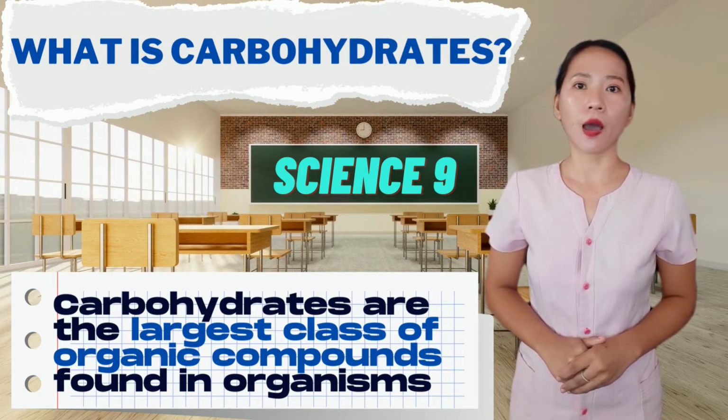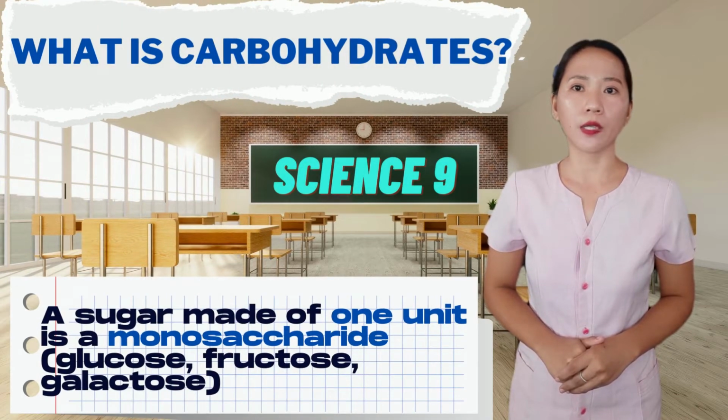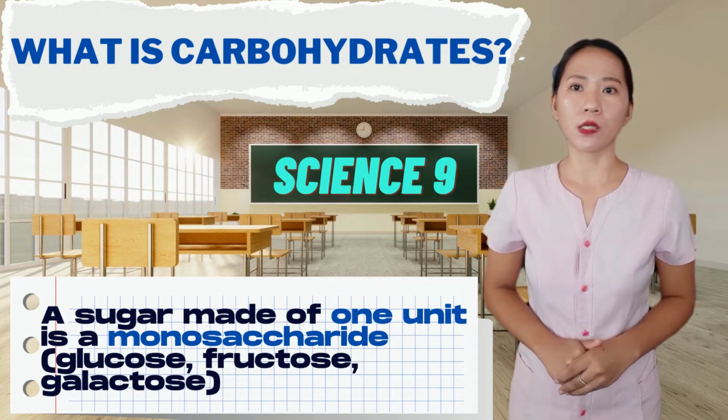Carbohydrates are classified according to how many subunits they contain. Simple carbohydrates are called sugars. A sugar made of one unit is called a monosaccharide. Examples of this are glucose, fructose, and galactose.